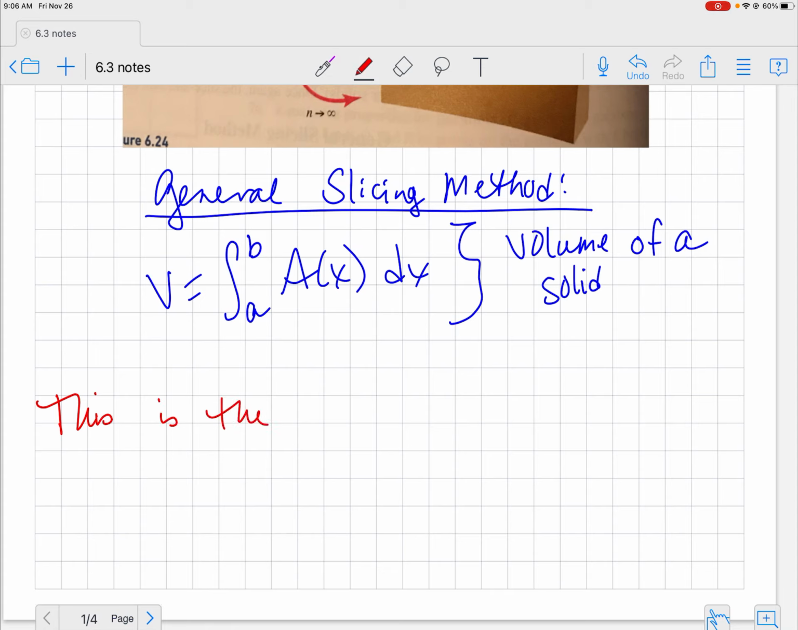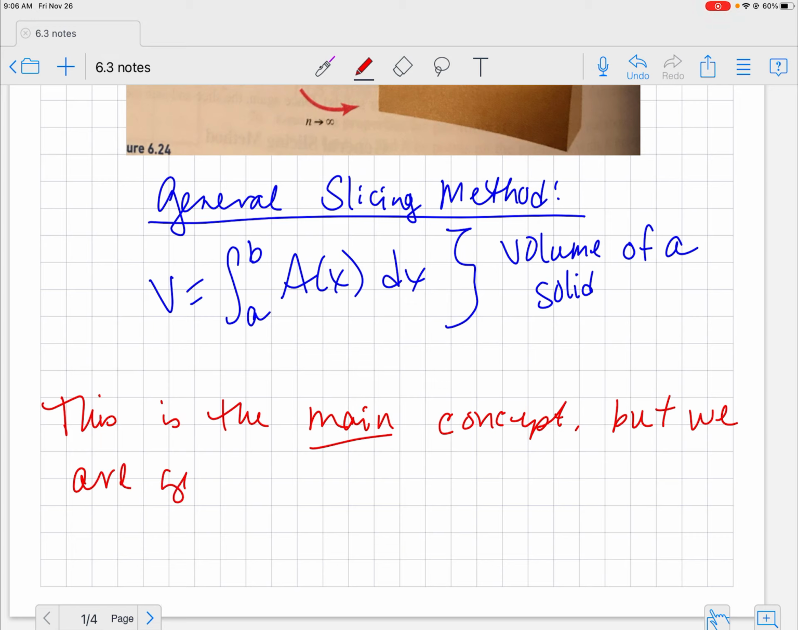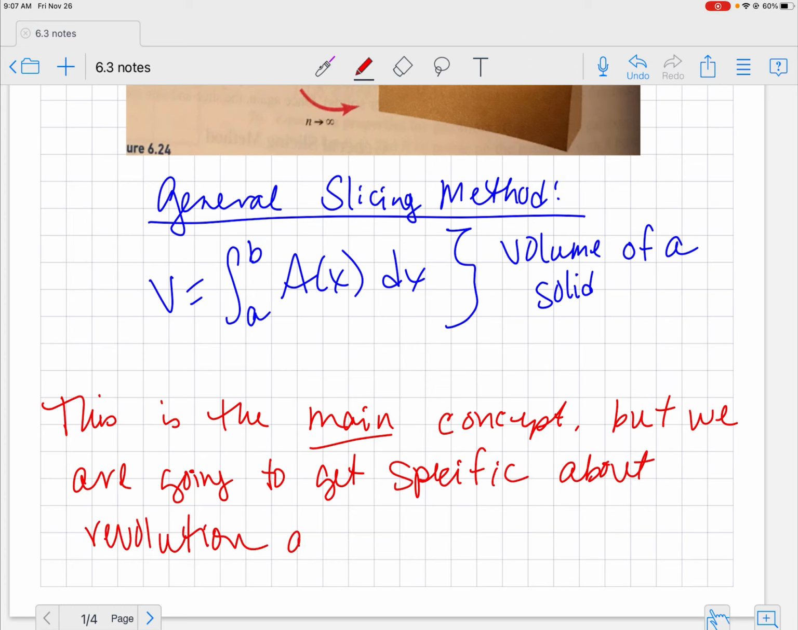This is the main concept, but we are going to look specifically at revolution around an axis. All right, so we are just going to say, oh, okay, here's a general solid that we can play at, but let's start revolving around an axis. If we revolve around an axis, then we'll see what that actually ends up looking like. Okay, that's how we're going to spend our time.